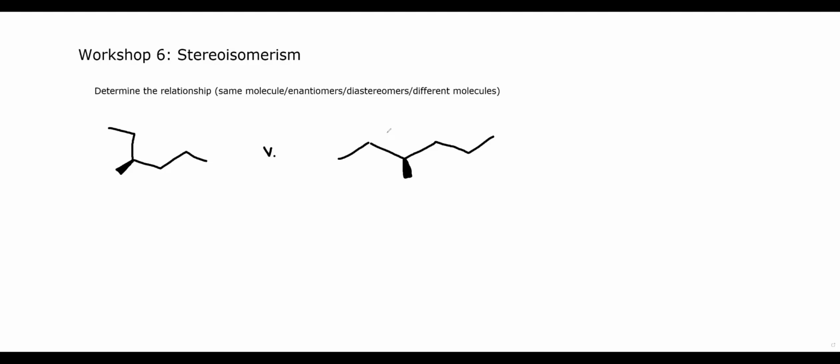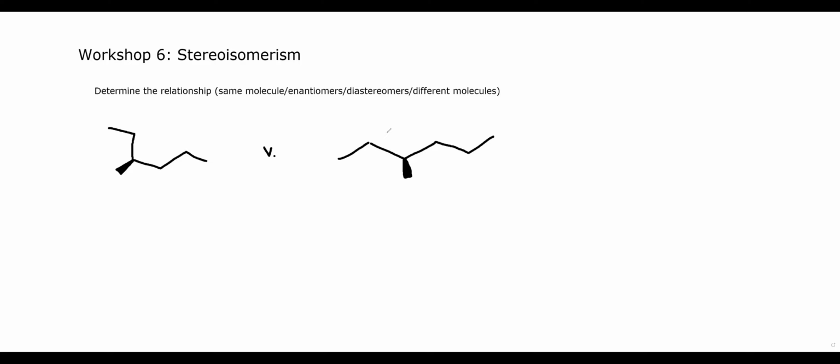For the first problem, let's look at some pairs of molecules, and we are going to determine the relationship between these two molecules. They can either be the exact same molecule, they could be enantiomers, diastereomers, or they could be two entirely different molecules. Okay, so let's use what we know about stereoisomerism to figure out this first set here.